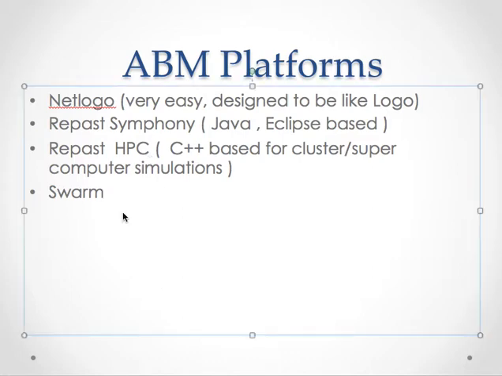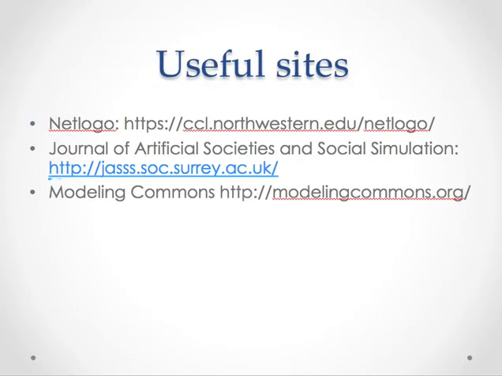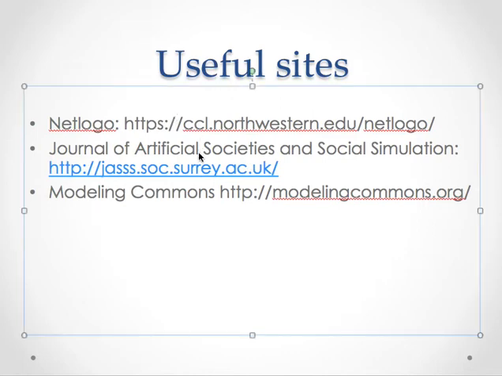And there's another one called Swarm, which I've not used. But that seems to be quite popular. So these are some sites you might want to check out. NetLogo is what I used. Jazz is the biggest journal for agent-based modelling. It's got a social simulation spin to it. And Modelling Commons is where I got that model that I just showed you from. And that's it.